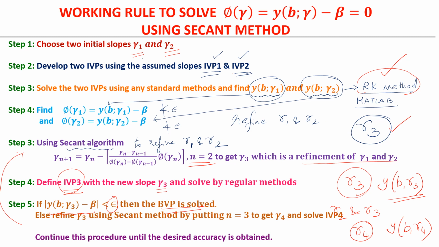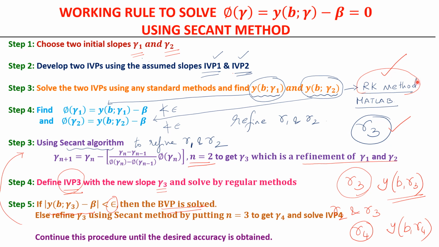It's easy to get. I have used the MATLAB tool. I shall be showing you the tool and the results by taking in a problem in the next slide. But let's quickly revise it. Step 1, choose the two slopes. Step 2, define the two IVPs based on the two slopes that you have chosen.